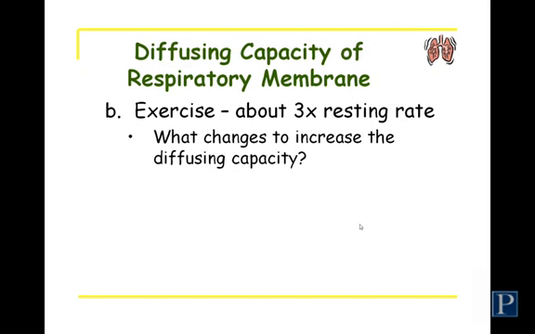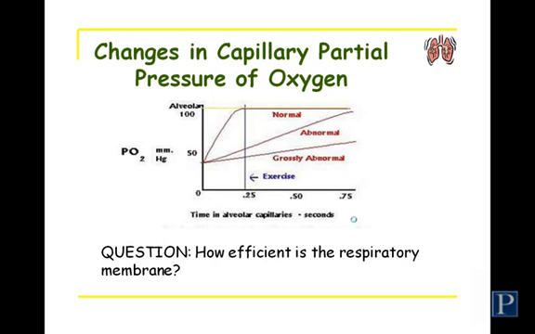What if I asked you, do you think the respiratory membrane is fairly efficient? You'd probably say, well, yeah. Well, we've been designed to have a very efficient respiratory membrane. So let's look at this graph. This is telling you how much time blood has hung out in the alveolar capillaries and the partial pressure of oxygen that's measured in that blood compared to the alveoli.